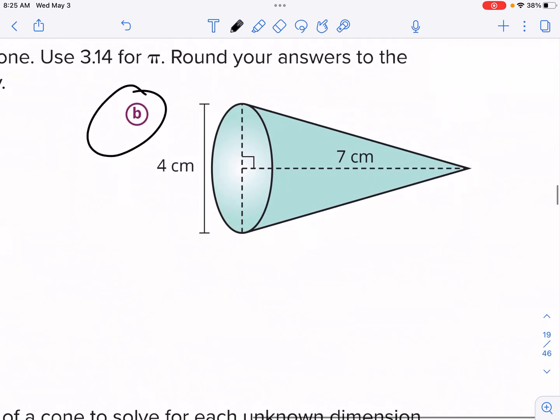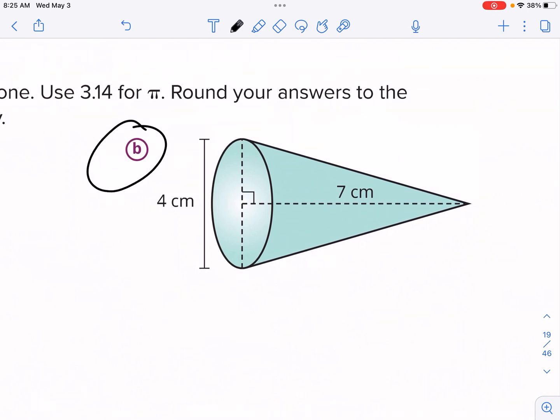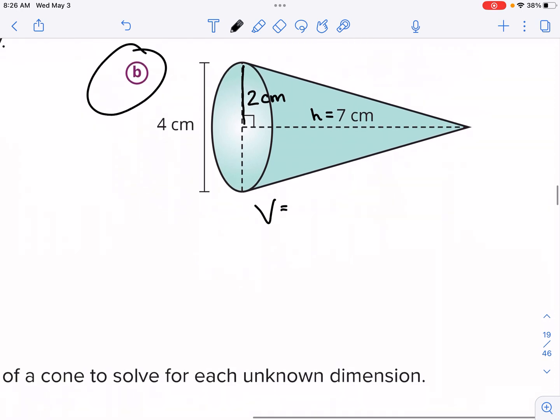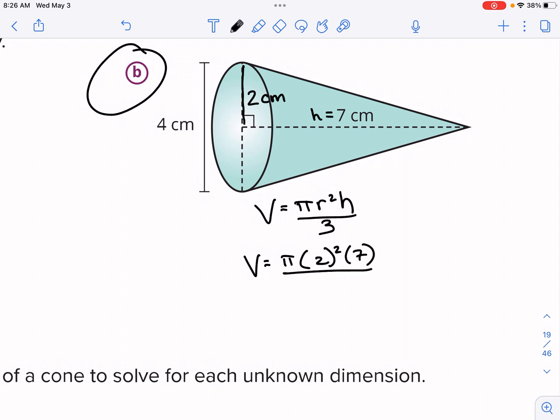All right, so for this one, we're trying to find the volume of the cone. The height here is 7. The radius, well, if the whole diameter is 4, that means the radius has to be 2, so divide it. Okay, let's plug this all into the formula for the volume of a cone. I'm going to rewrite it just so we understand. The radius is 2 squared times 7 divided by 3.